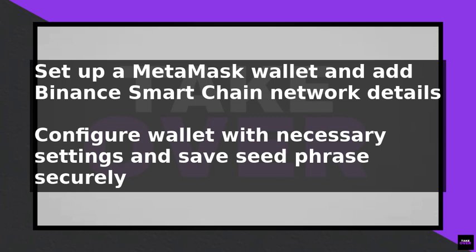After setting up your wallet, you need to obtain the cryptocurrency you want to transfer, such as Ethereum or a token based on the Ethereum network. You can buy it from a cryptocurrency exchange or receive it from someone else. Make sure you have enough Ethereum in your wallet to cover the transaction fees. Now you are ready to bridge your cryptocurrency from the Ethereum network to the Binance Smart Chain.